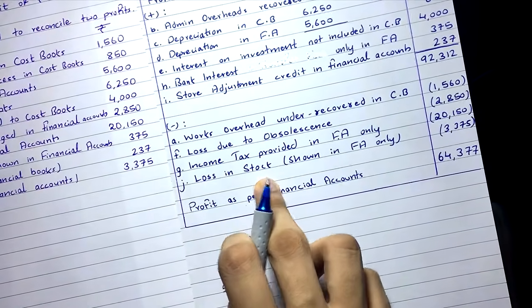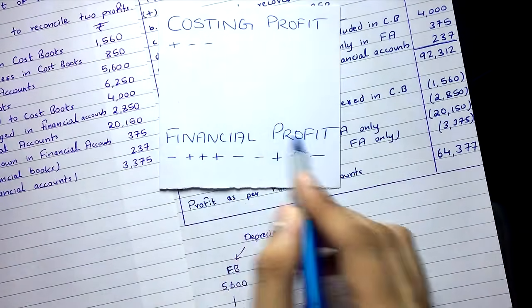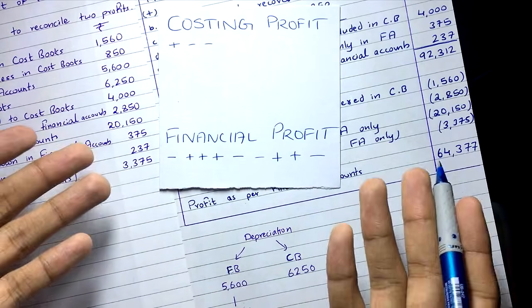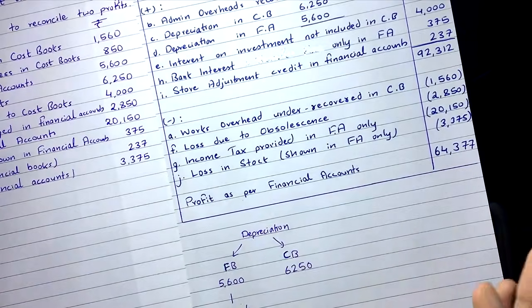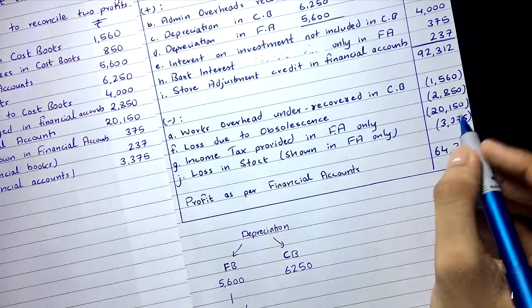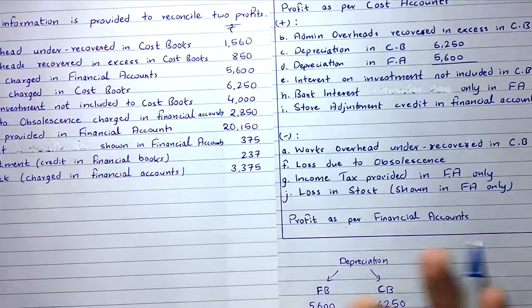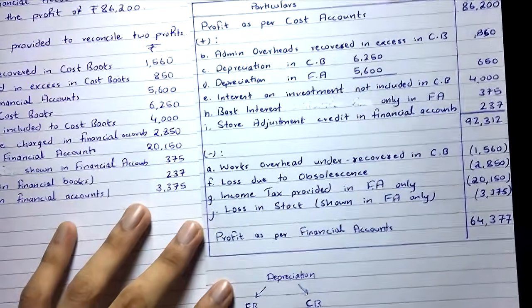Loss in stock shown in financial accounts only, because whatever impact is on our financial profit, our target profit, that is what we have to do. This is a simple technique, a simple technique to master this reconciliation. Okay, loss in stock shown in financial accounts only, 3,375. Clear? Simple. Now just do the calculation, put all of that into the calculator and solve it.